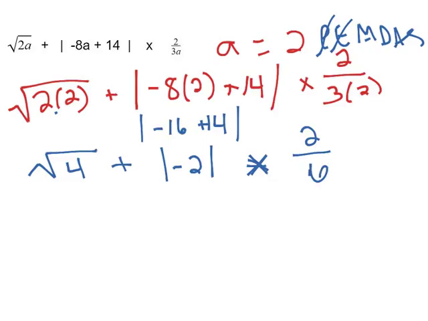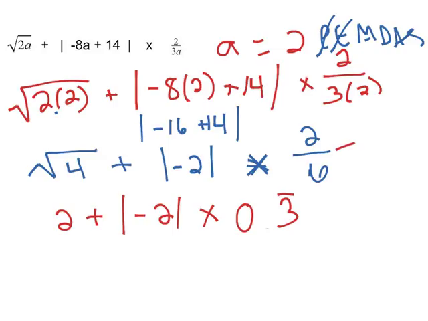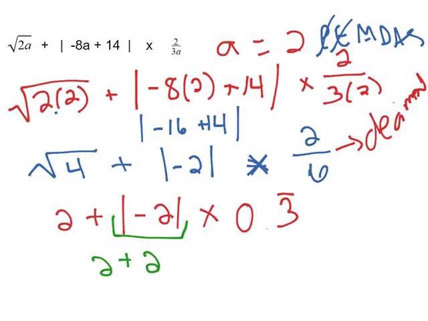Okay? Well, now let's simplify this a little bit. Square root of 4 is 2, plus the absolute value of negative 2, times 2 divided by 6, which is 0.3 repeating, I'm turning this into a decimal. Okay? That's all. The big rule that you have to remember is that in absolute value, whatever is in those up and down lines is positive, because absolute value is how far something is from 0 on a number line. And this is 2. So you have 2 plus 2 times 0.3.